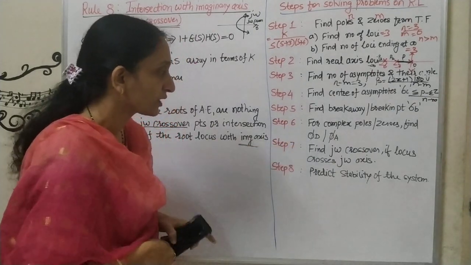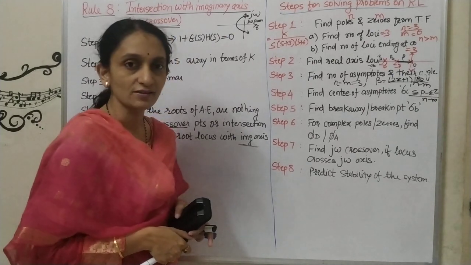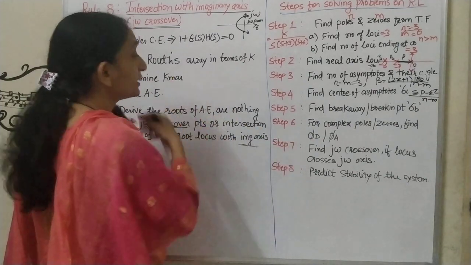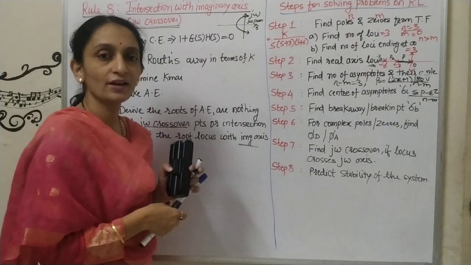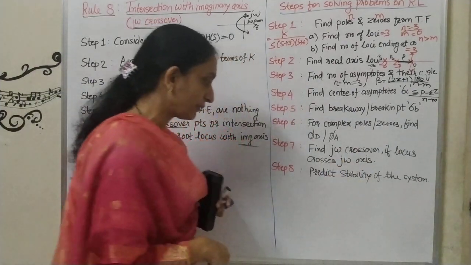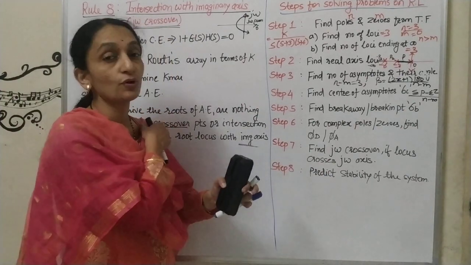Step number 7, find the j omega crossover if the locus crosses the j omega axis. This step number 7 is nothing but rule number 8 actually. If the root locus crosses the j omega axis, then that point we need to calculate, that is called the j omega crossover. Step number 8, the last step, is to predict the stability of the system.